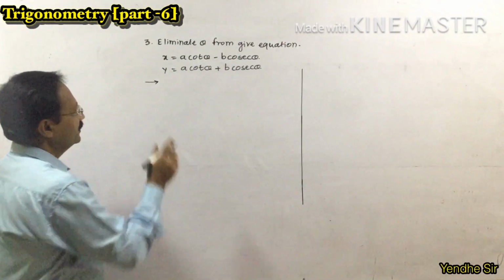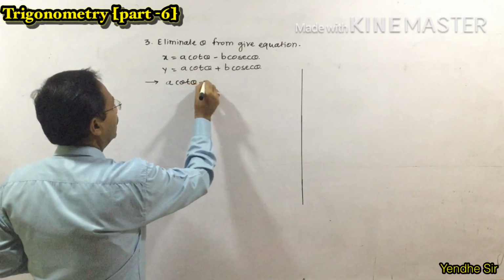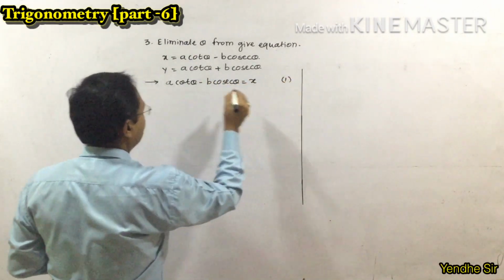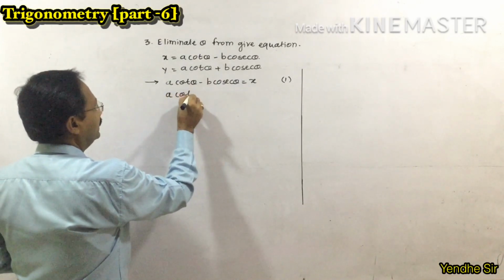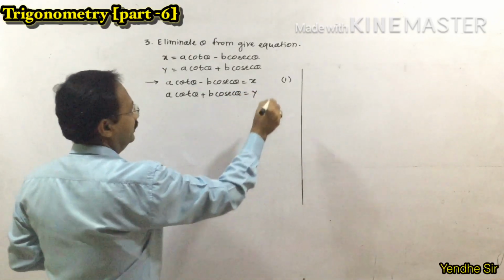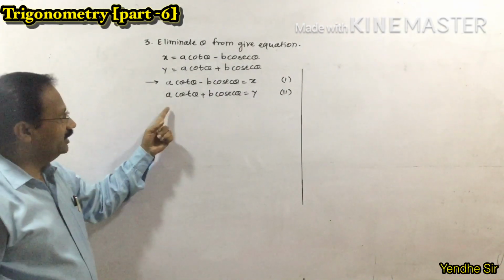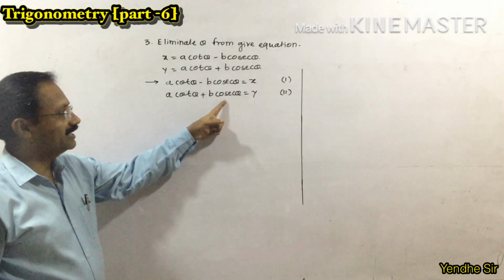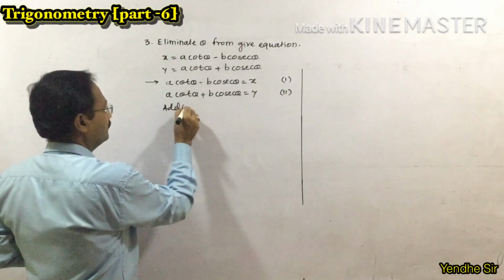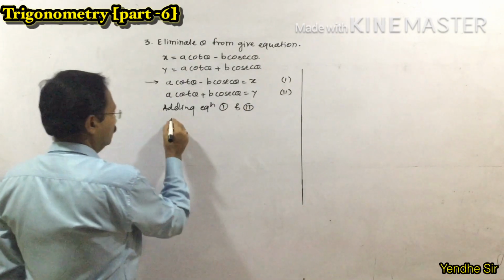Okay, so let's see. Here the equation number 1: a cot theta minus b cosec theta equals x. Then a cot theta plus b cosec theta equals y, this is equation number 2. You have studied the linear equation. If I add it, then the cosec will be cancelled and I will get the value of cot theta. So adding equation 1 and 2.